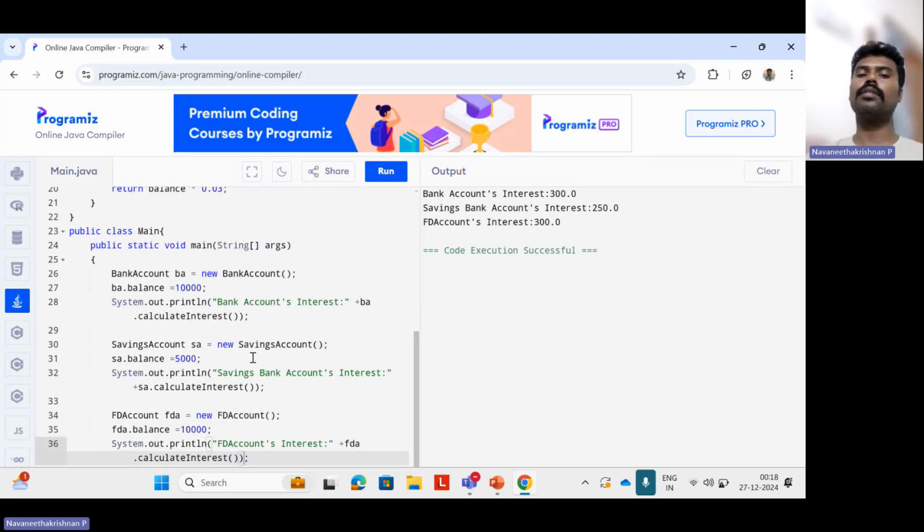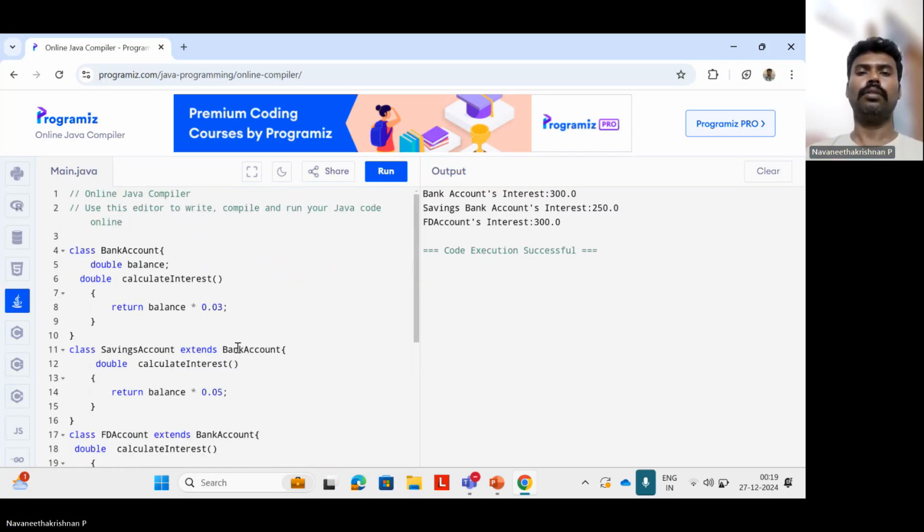So calculate interest exists in different forms, because one has 0.3%, one 0.5%, and another 0.7%. The calculate interest method comes in three different forms. Again, it is polymorphic behavior. So what is the conclusion? One object coming in different forms, we call polymorphism. That polymorphism in Java we achieve by method overloading and method overriding. That is the conclusion we come to. Thank you so much.